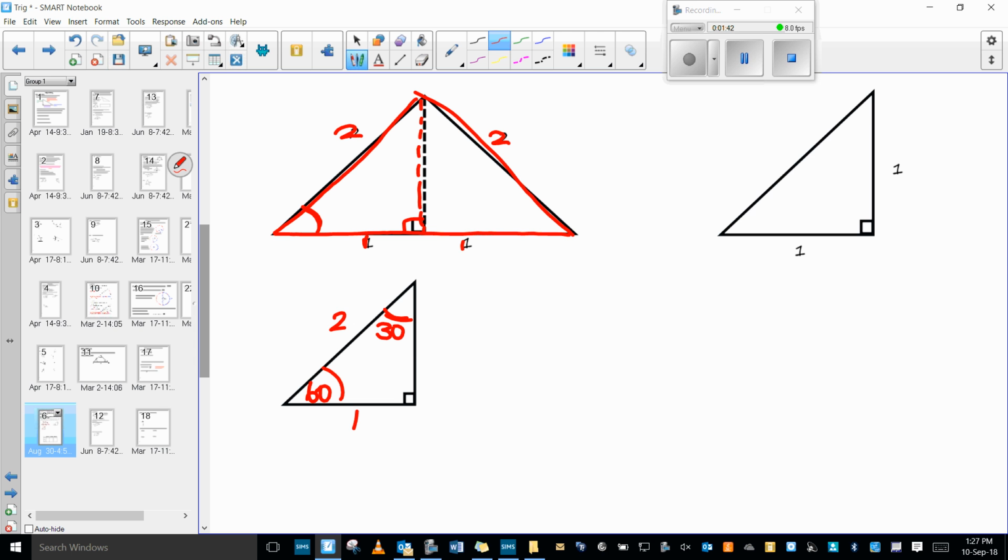Alright, now, the only thing we're missing is this side length. How can I find that side length? Not SOHCAHTOA, because remember, this is a non-calculator figure. Pythagoras. Pythagoras, yes.